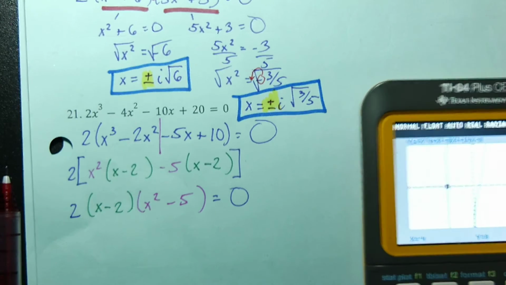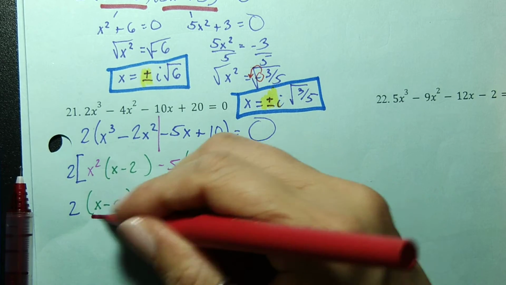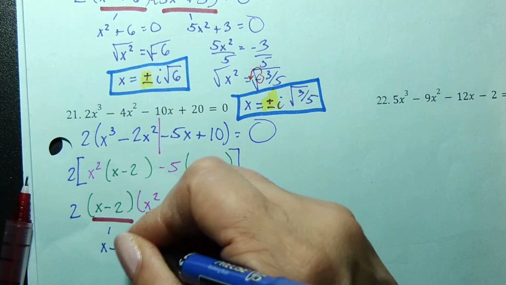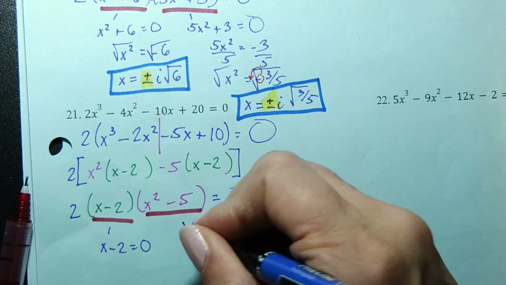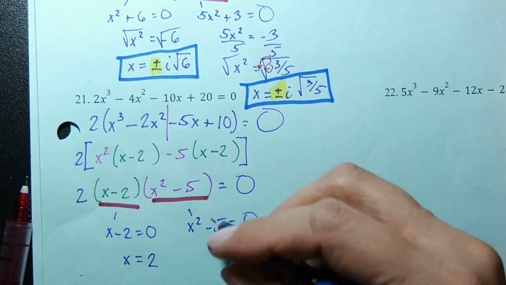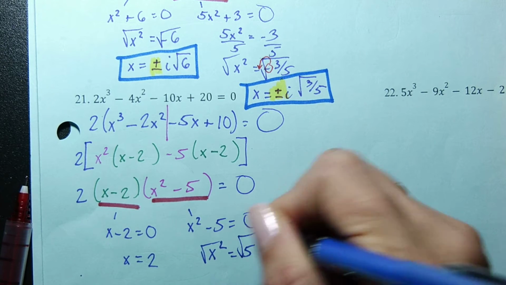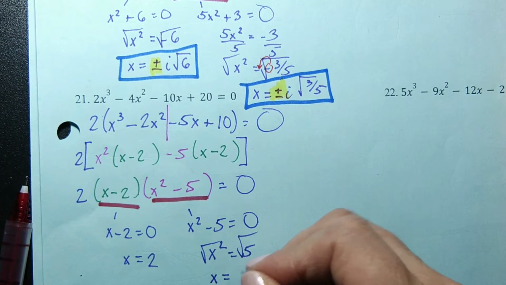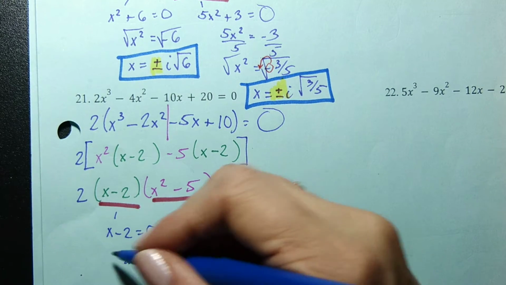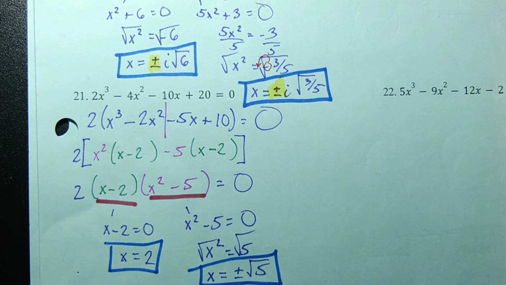Now this is fully factored. So if I have 2 times something equals 0, one of those somethings has to be equal to 0. So either x minus 2 equals 0, or x squared minus 5 equals 0. X equals 2, x squared equals 5, square root, and x equals plus or minus rad 5. How many solutions did we find? 3. And as I look at the degree, that's how many I was aiming for.